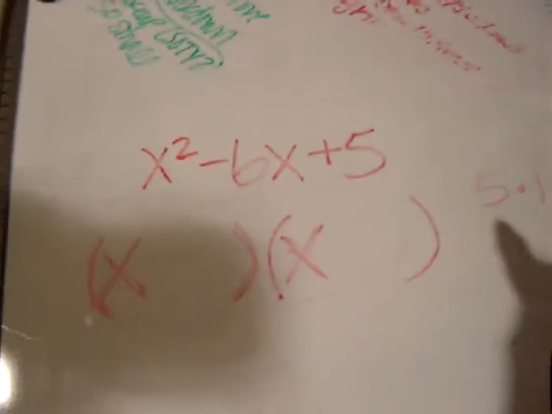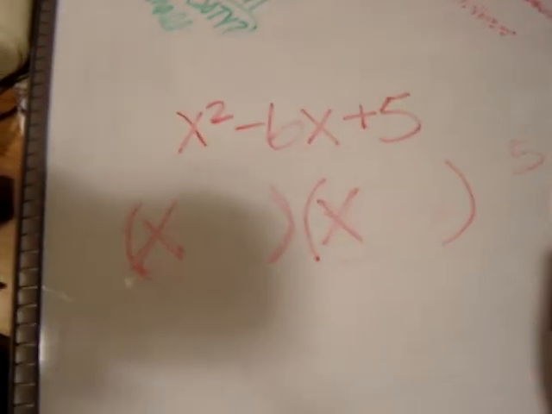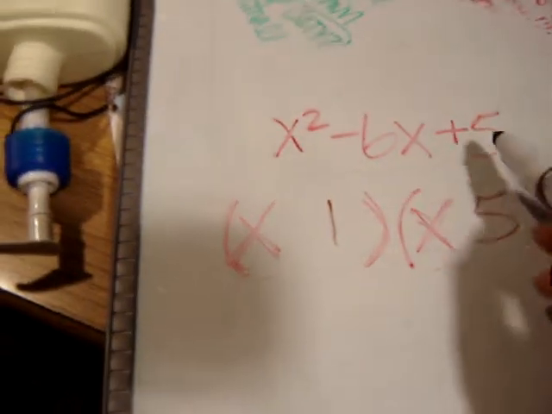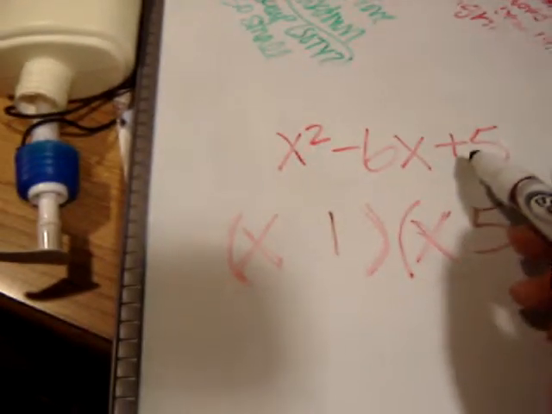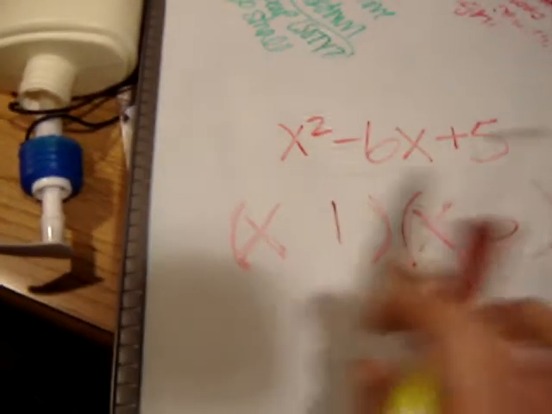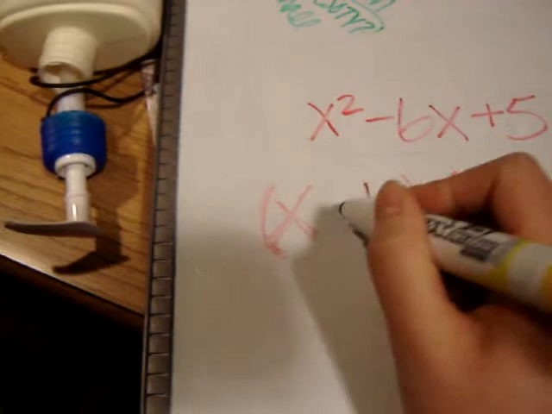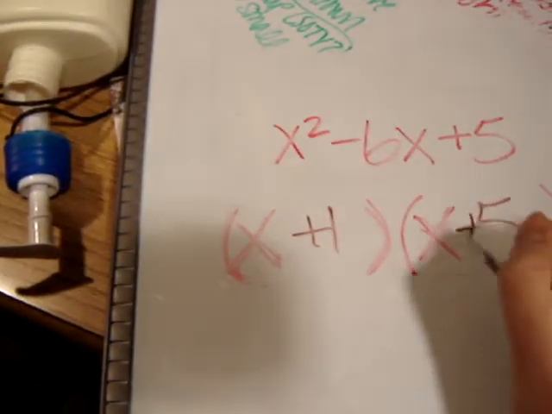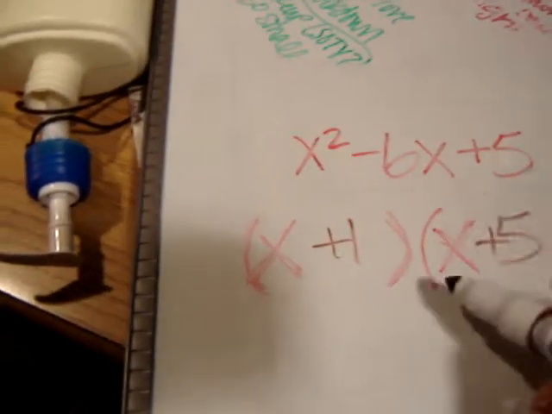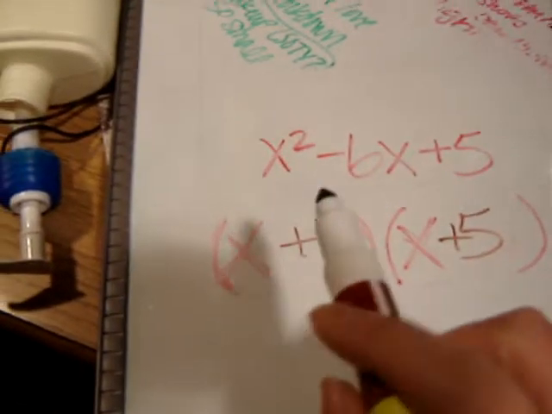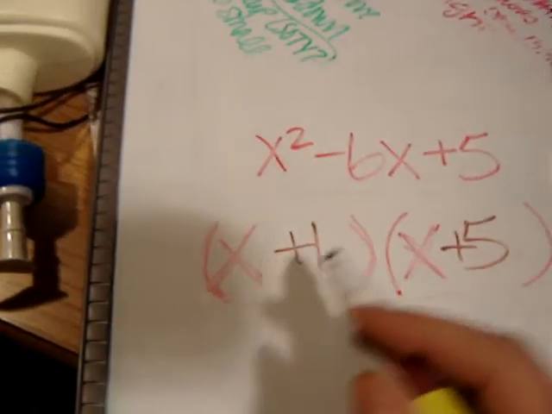Okay, so the only integers that will equal 5 are 5 and 1, so put 5 and 1 in either one, but you don't know if they're positive or negative. So how can you get it to be positive? When you multiply two numbers together and they're both positive, then you know it's positive, so it can be positive, positive. What about negative, negative? When you multiply two negative numbers, you get a positive, so it could be either positive, positive or negative, negative.